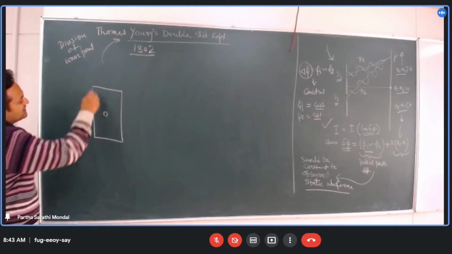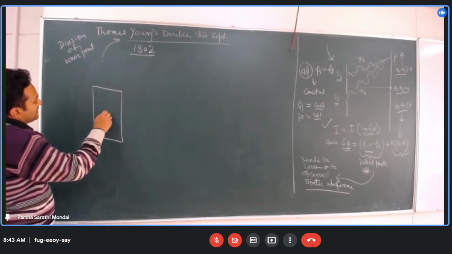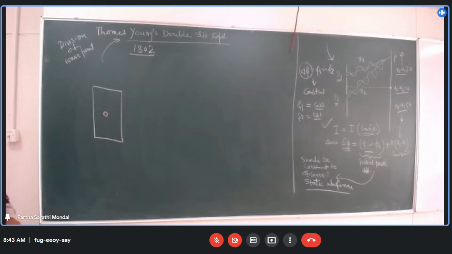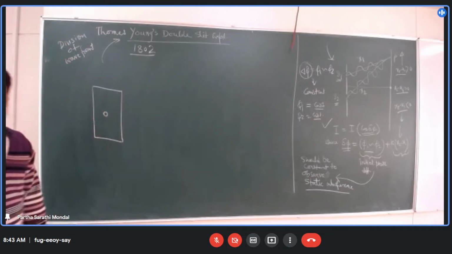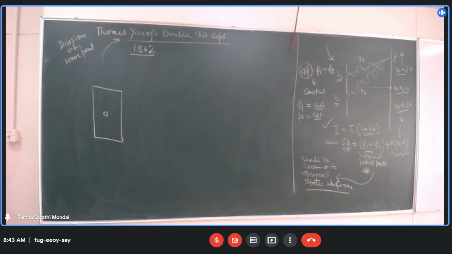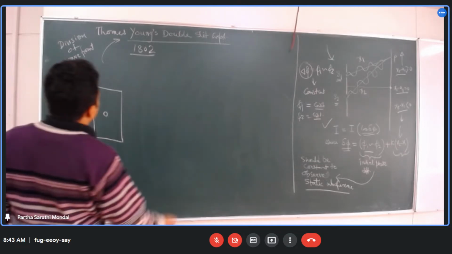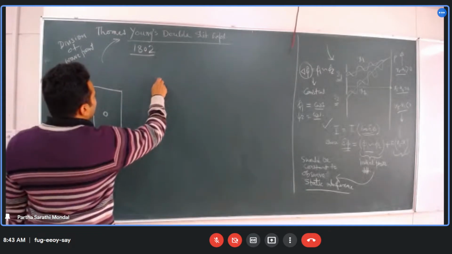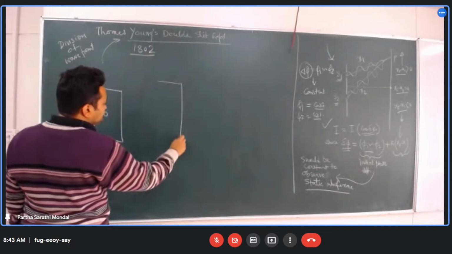But if I put a screen and then I put a very small hole here, the light coming out from that hole will give you the nature of a point source, and you will have a spherical wavefront in nature. So now you put another screen after that.